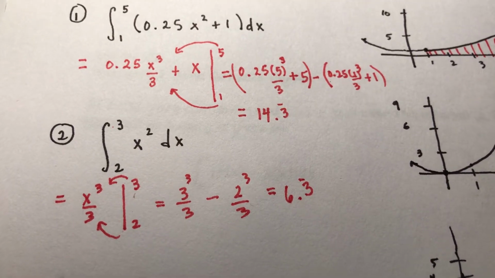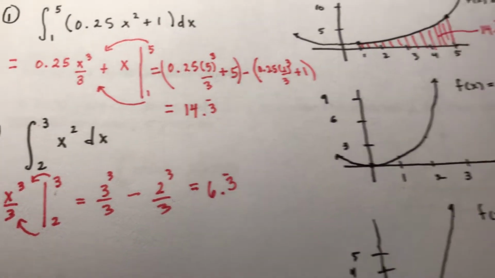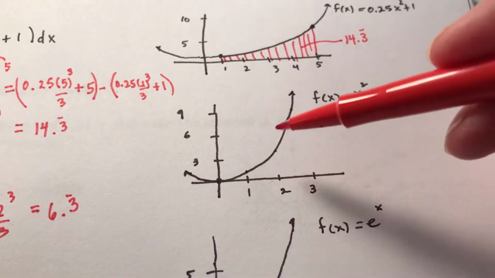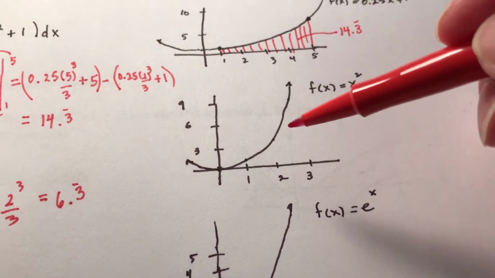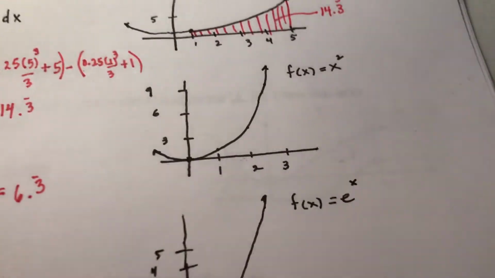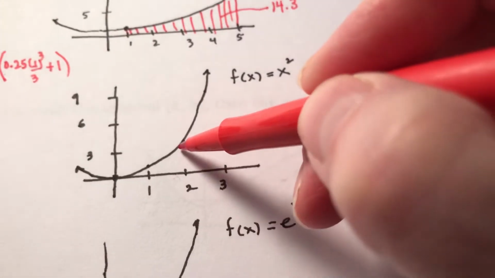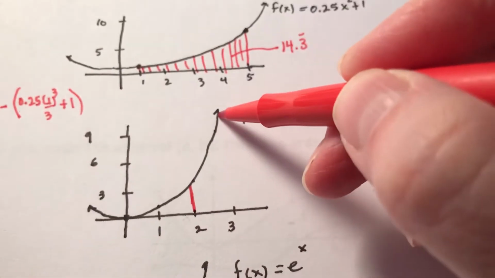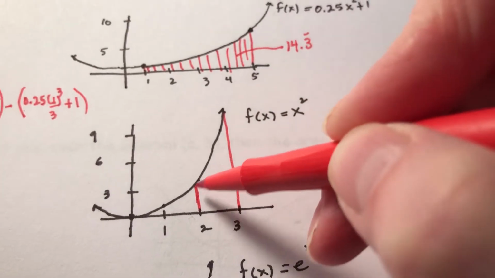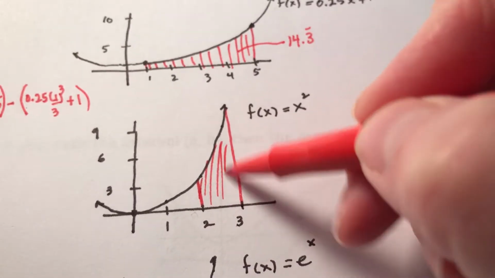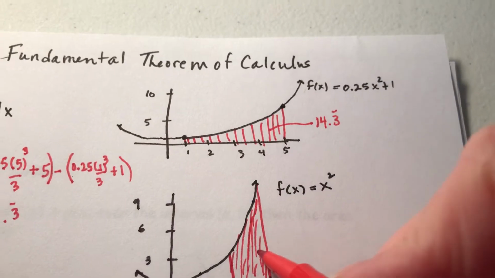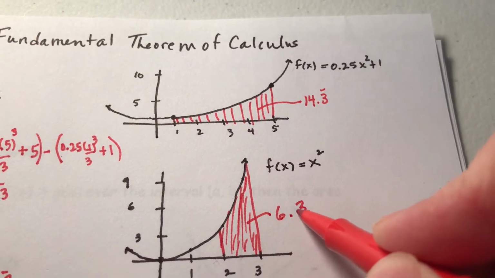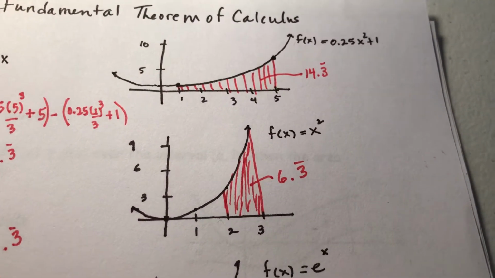Now if I take a look at what this means over here, I've graphed the function y equals x squared. I just didn't need this part because we're integrating from 2 to 3. So we have calculated the exact area under the curve from 2 to 3. So that is this area right here. So we have a way of finding the exact area. Remember before we were using all these rectangles.